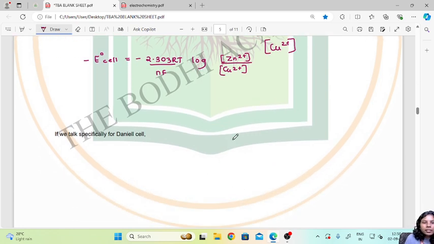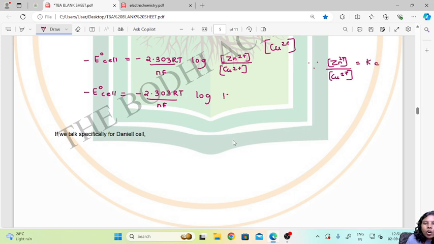So here what I can write is minus E naught cell will be equal to minus 2.303 RT upon nF log of [Zn2+] upon [Cu2+], and that will be equal to what? Kc. So we'll write log of Kc. Also, this minus sign and this minus sign will get cancelled. Okay, so we will get this equation over here. So E naught cell will be equal to 2.303 RT upon nF log of Kc.